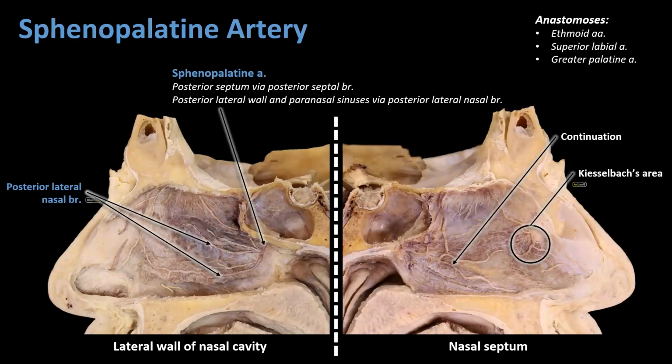The other thing that the sphenopalatine artery contributes to is Kiesselbach's plexus, which, remember, is an anastomosis on the septal wall that helps to warm and moisturize air that you're inhaling. And here it's anastomosing with ethmoidal branches of the ophthalmic artery and some branches from the superior labial or facial artery. It has some further anastomoses with the greater palatine artery on the anterior palate as well.